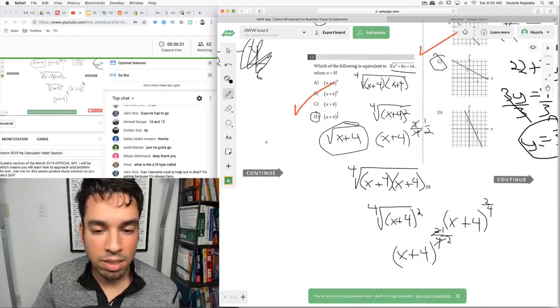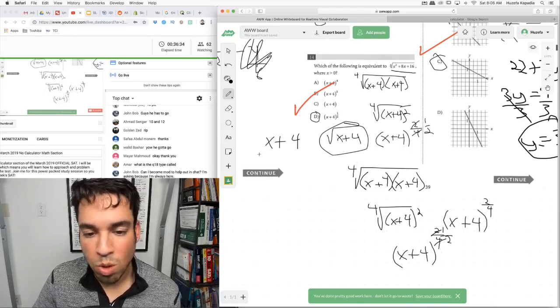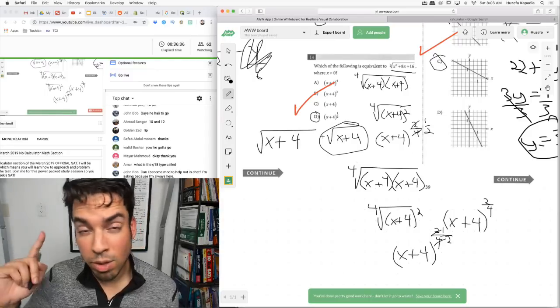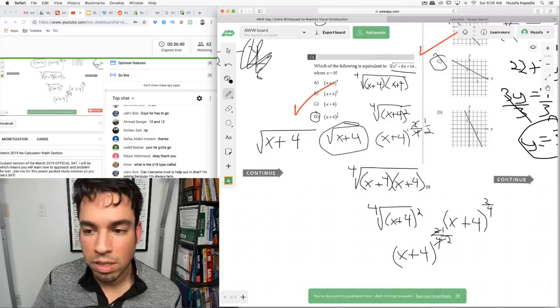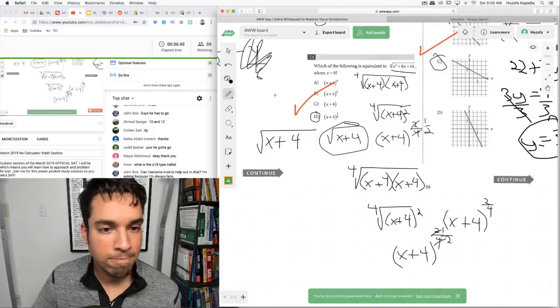I'm surprised they did it like this. I thought they were going to do it like this, because to the 1 half is also the same as a square root. That's how I thought they were going to write it. That's why I think I had it written somewhere. Oh, no, I didn't. But that's what I thought it was going to be presented as.